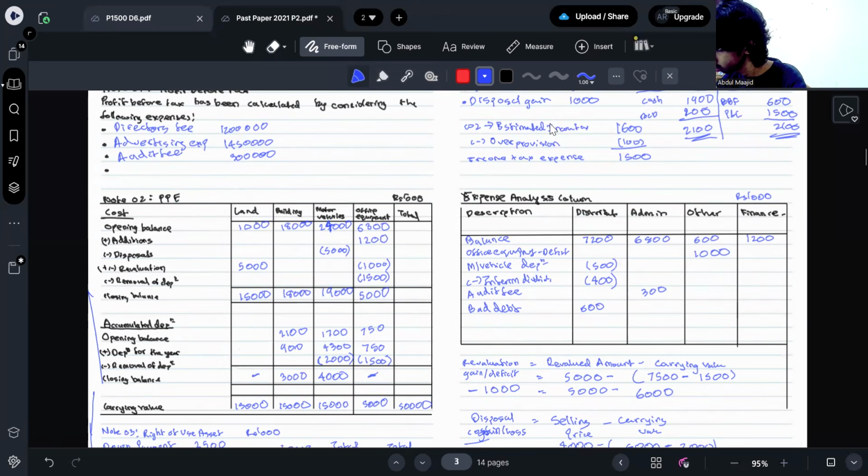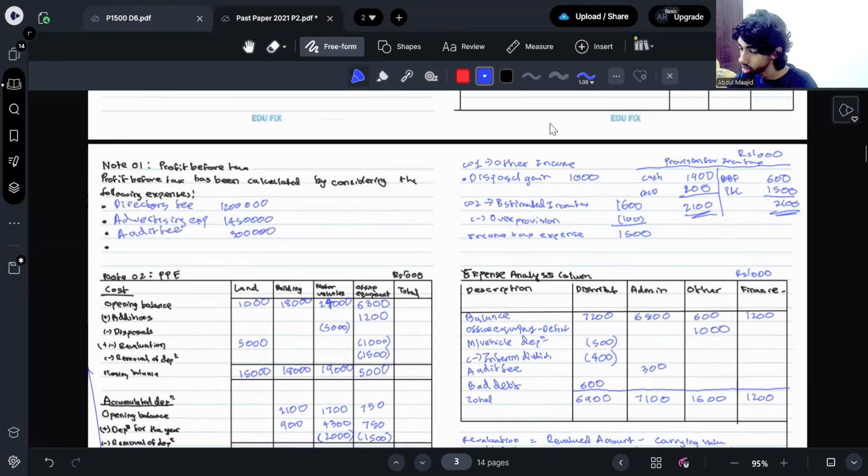All right. Total 7,200 minus 500 minus 400 plus 600, that is 6,900,000. 6,800,000 plus 300, 7,100,000. Then 1,600 and 1,200. Okay. So now we can record this in SOPL.